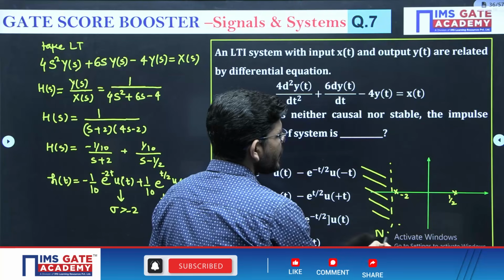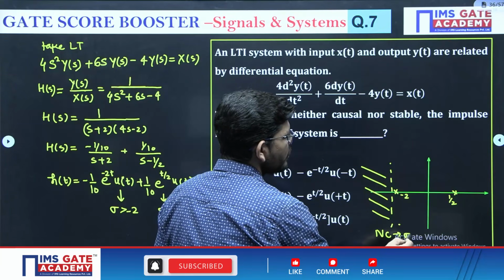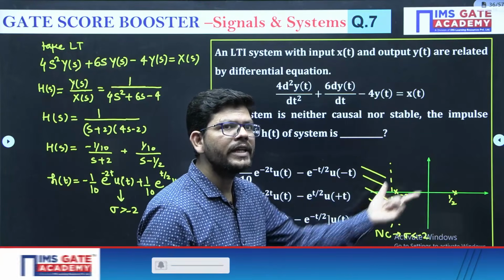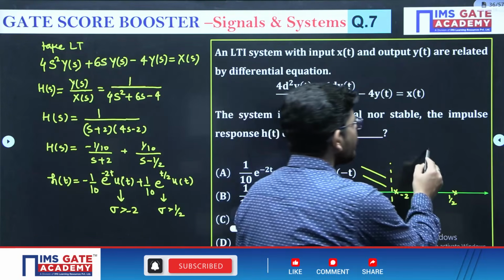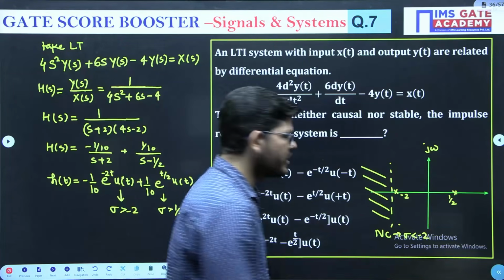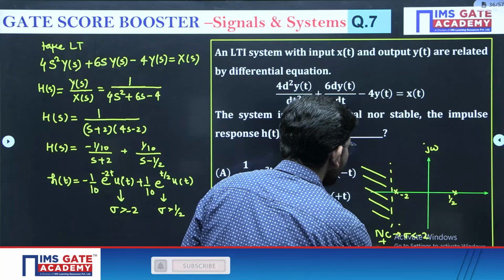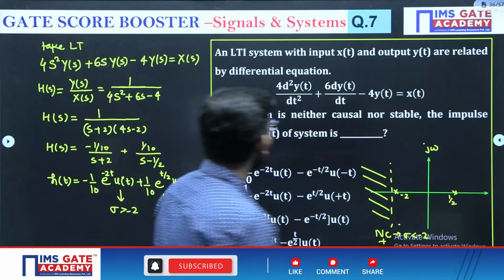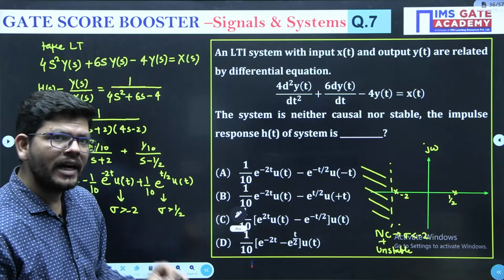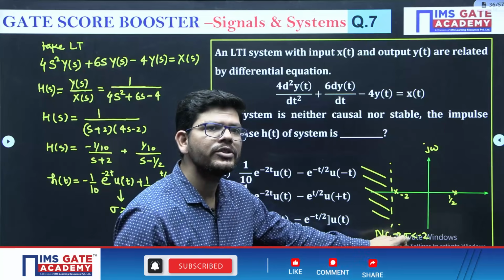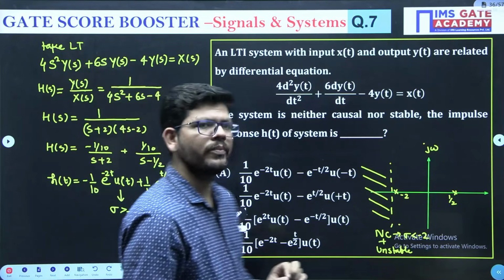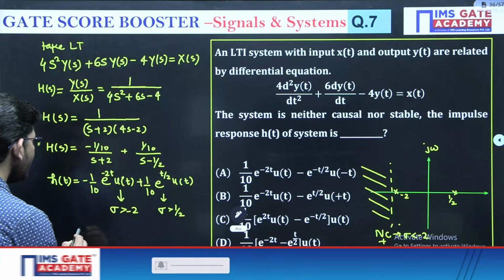Then the system will be non-causal. Okay. So for non-causal, we need the ROC sigma less than minus 2. And right now you can see in this scenario, it is not including the j omega axis. So if the j omega axis is not included, the system will not be stable. So right now it is non-causal and it is unstable also. And this is what they want, neither causal nor stable. So they want a non-causal and unstable system. So what should be the ROC? ROC should be sigma less than minus 2. Okay.